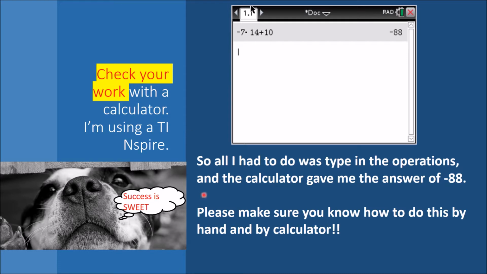Okay, so again, we're going to check our work with a calculator, and I am using the TI Inspire. So I put in my algebraic expression, negative 7 times 14 plus 10, and when I hit enter, I get the result of negative 88, which matches what we got by hand. And so we probably did this correctly. Make sure you know how to do these problems both by hand and by calculator.